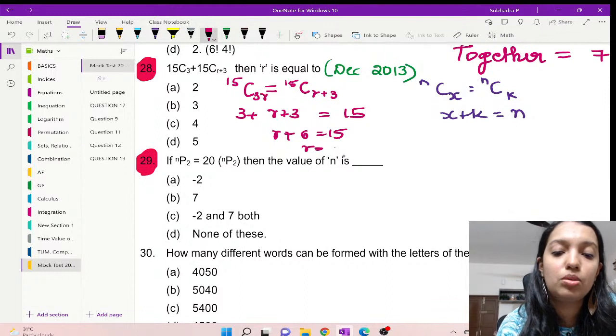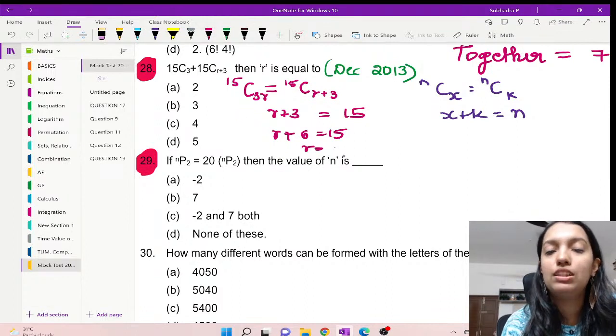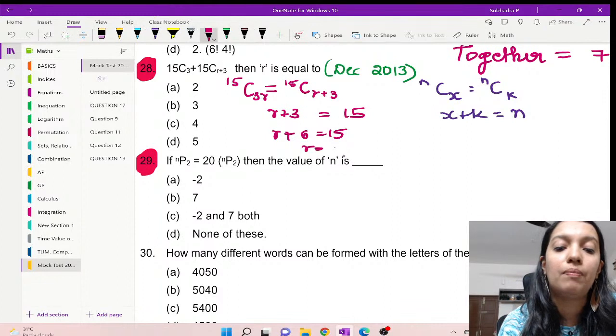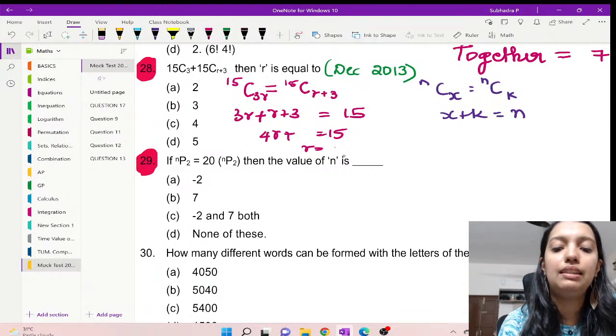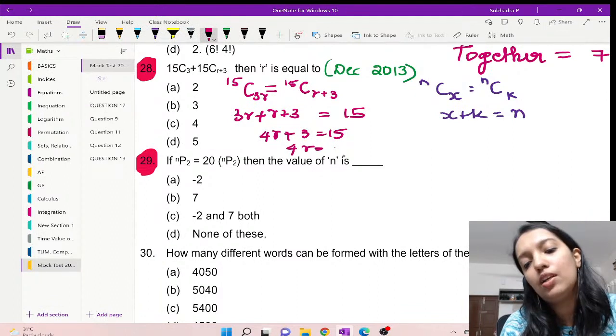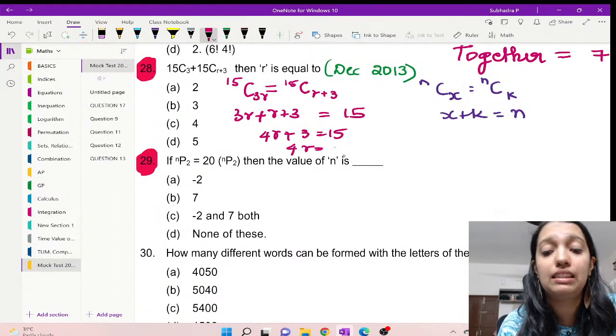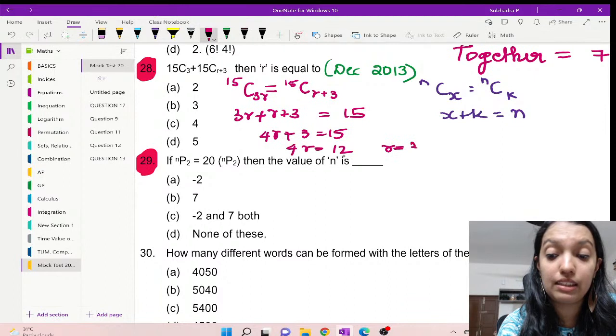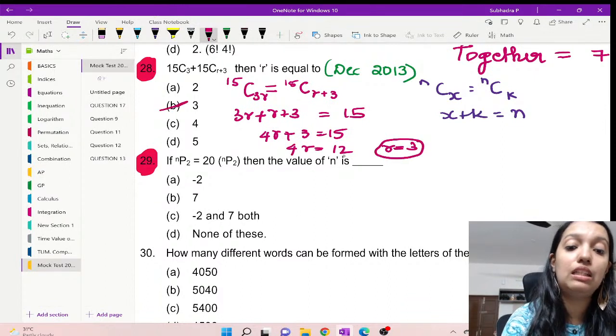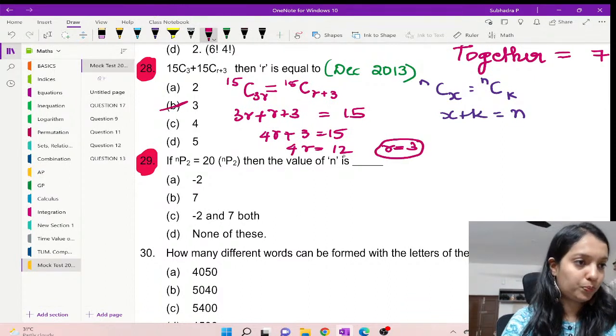Let's change this to be 3R, because that was asked in December 2013. So it is 3R plus R plus 3 is equal to 15. So now it will be 4R plus 3 is equal to 15. So 4R is equal to 15 minus 3, 12. R value is equal to 12 divided by 4. Your correct answer is 3. I have this in my option 2.